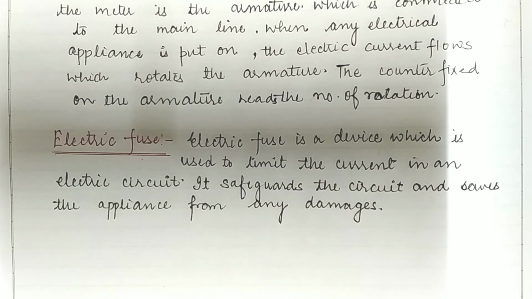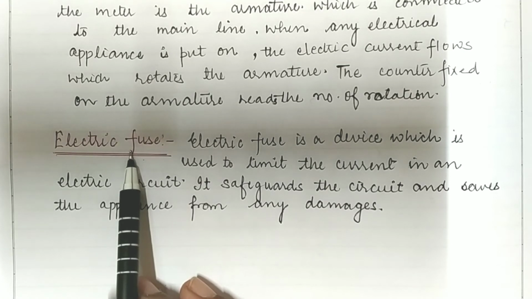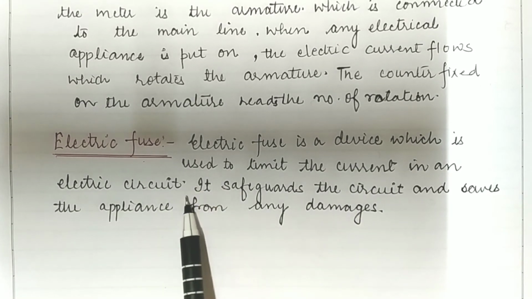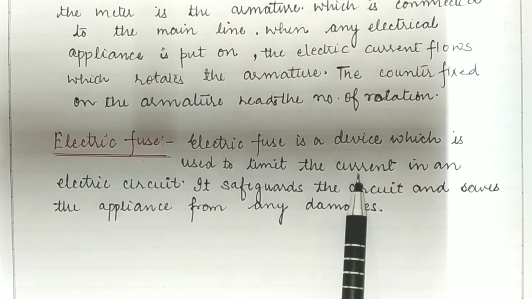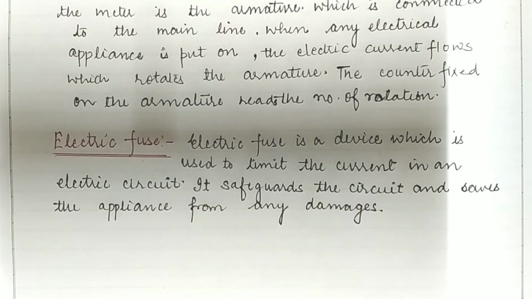So in order to prevent short circuiting in the household circuit, and also to save our appliances, a device is required to protect our electrical appliances. The electric fuse is that device, used to limit the amount of current in an electric circuit. It behaves like a safeguard for our appliances and saves them from damage.